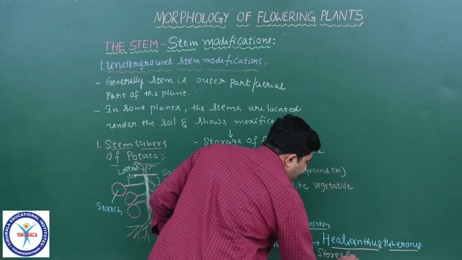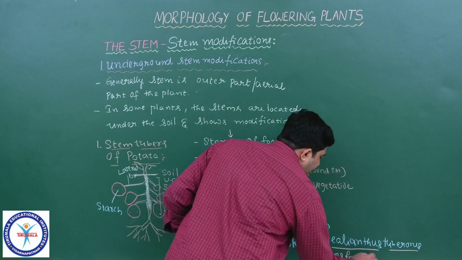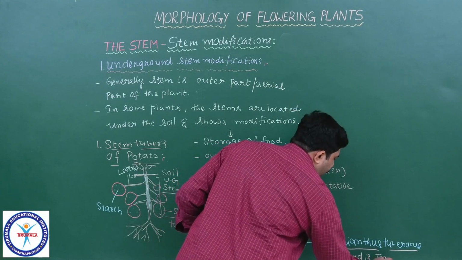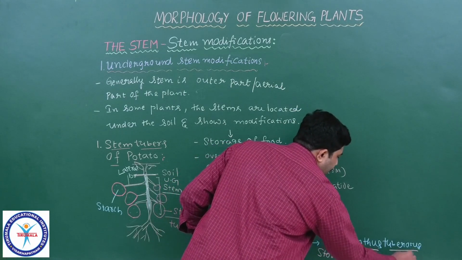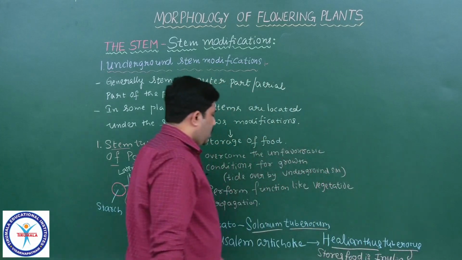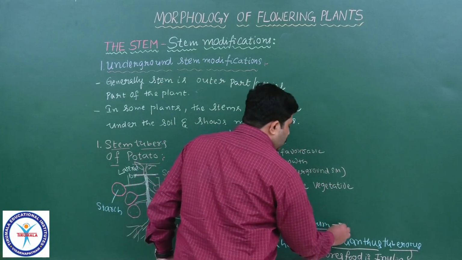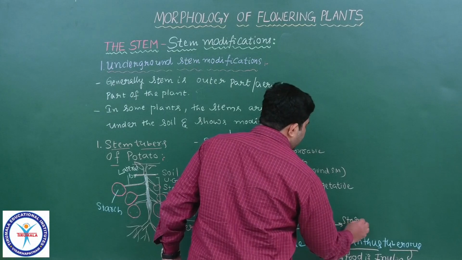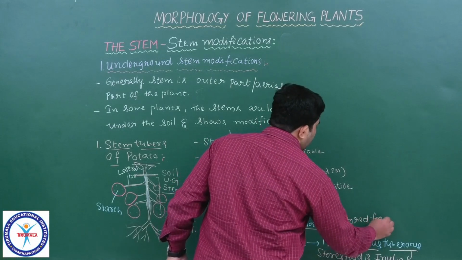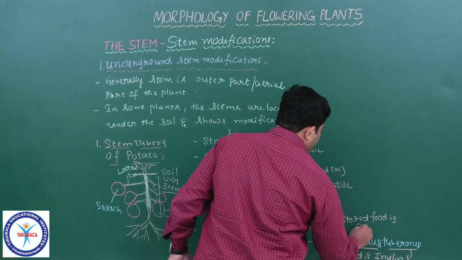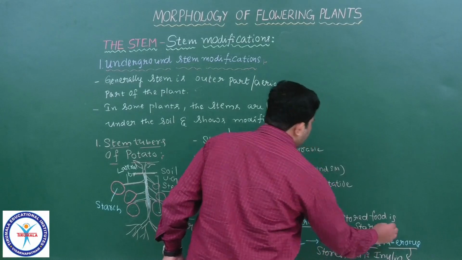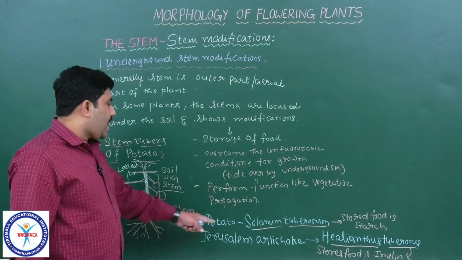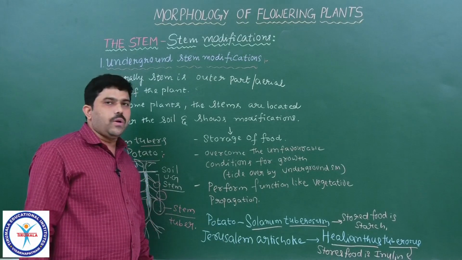Stores food in the form of inulin. Where? In the Jerusalem artichoke. But in the potato, the stored food is starch. What is it? Starch. This is the difference between Solanum tuberosum and Helianthus tuberosum.